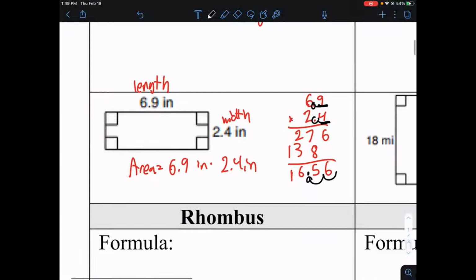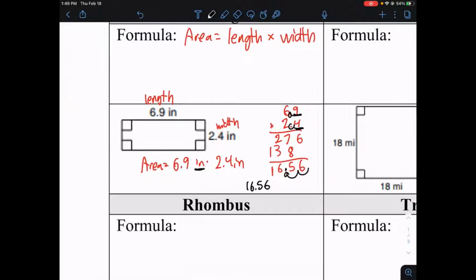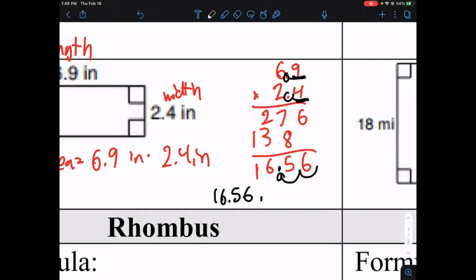Okay, so 16.56, but then the units, right? We have inches times inches. So just like x times x equals x squared, inches times inches equals inches squared.